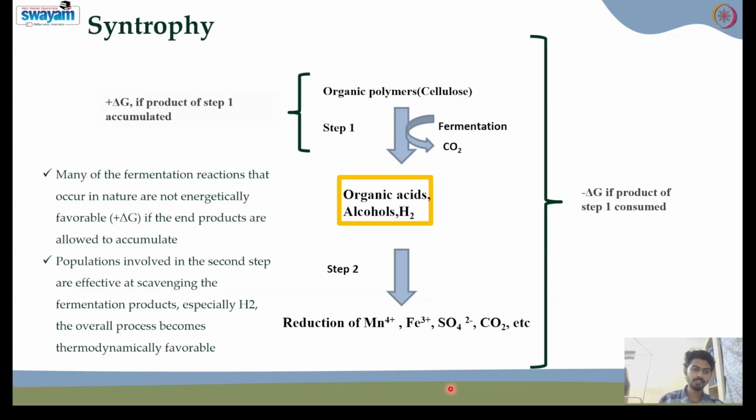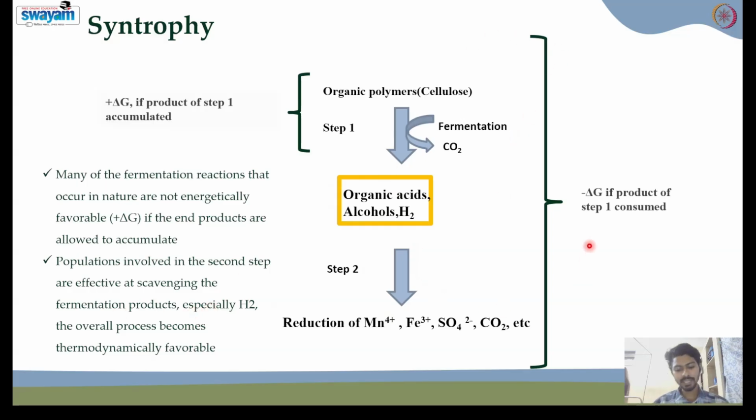And one more example, we can also see that cellulose undergoes primary fermentation where organic acids, alcohols, and H2 are formed. And if you see in the first step alone, the del G value is positive, which is not energetically favorable. But once these organic acids, alcohols, or H2 are consumed by a different group of microorganisms, the overall del G becomes negative.